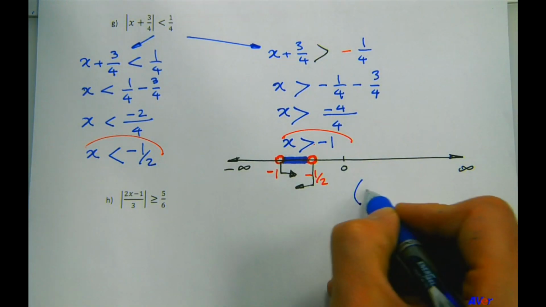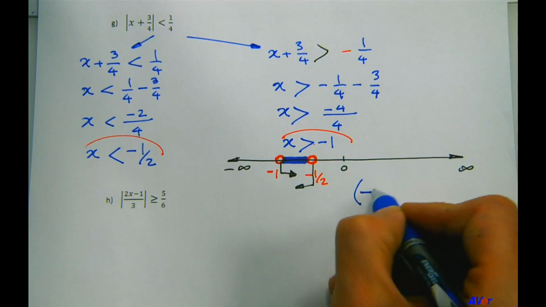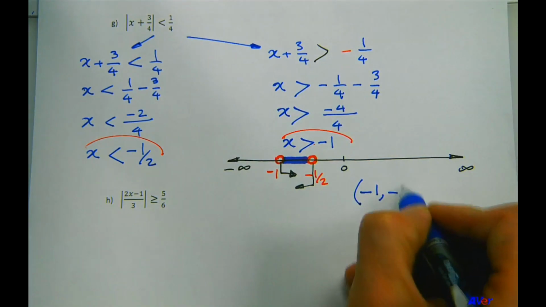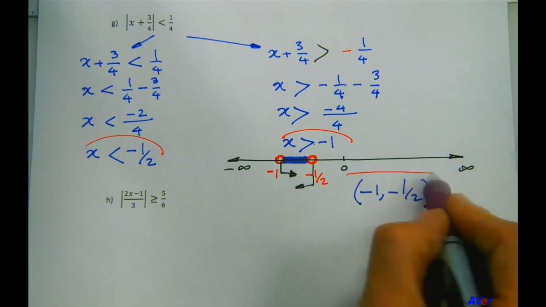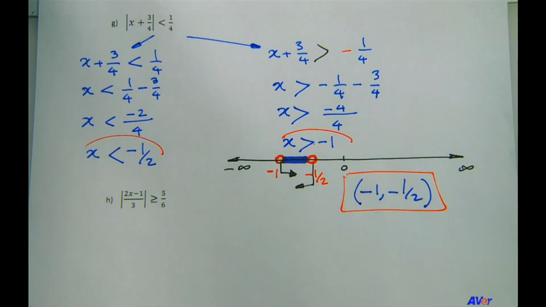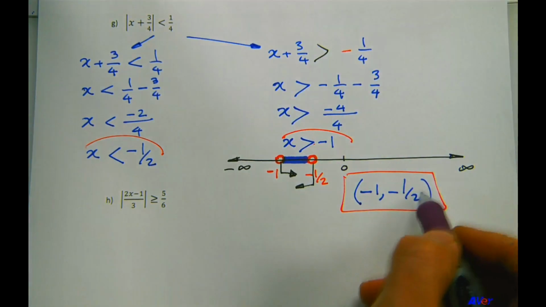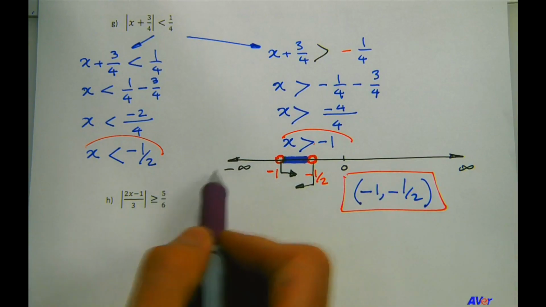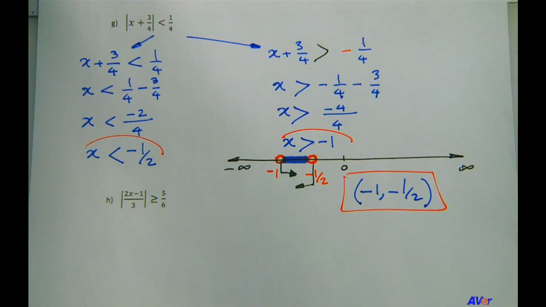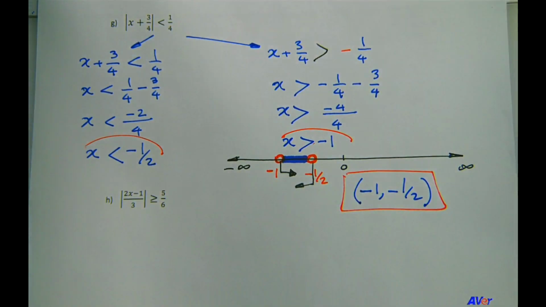And the smaller number comes first. So (-1, -1/2). And that's the interval notation, using the parentheses, not brackets. We use the parentheses to ensure that negative 1 and negative 1/2 are excluded from the solution, and any number between them. And there are, of course, infinitely many numbers between those two.